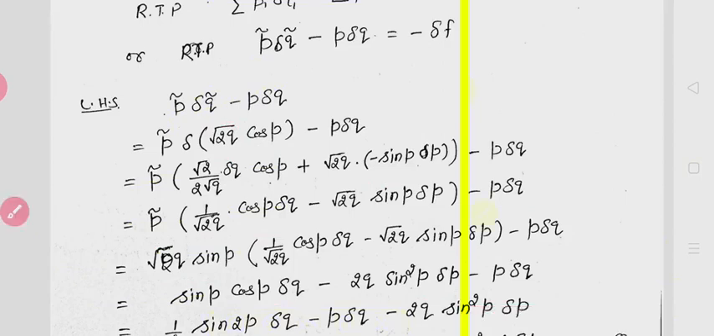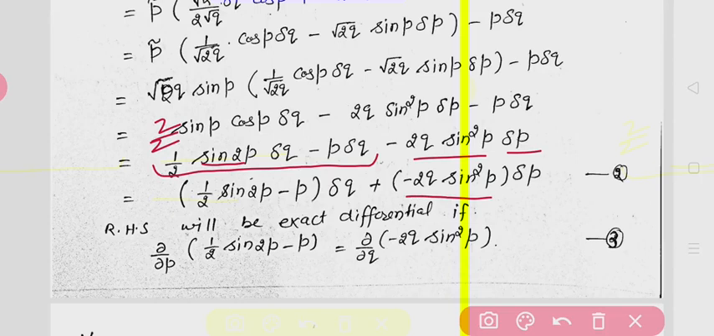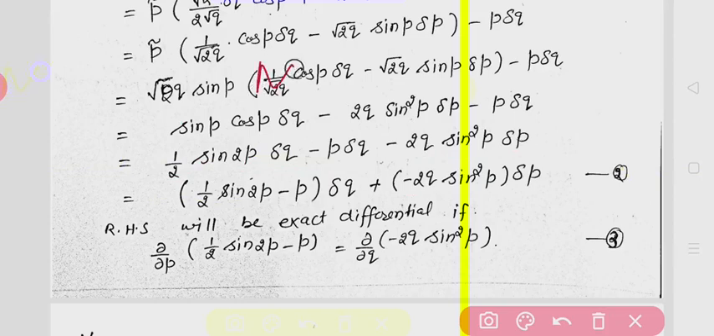So you can rewrite this, multiplying and dividing by 2. So 2 sin p cos p is sin 2p, giving 1 by 2 sin 2p delta q minus p delta q. In these two terms, delta q is common. You can write it as 1 by 2 sin 2p minus p into delta q, plus the term minus 2q sin square p into delta p, which I have written. Now you can check that these terms are in the form of M dx plus N dy, which you have already studied.